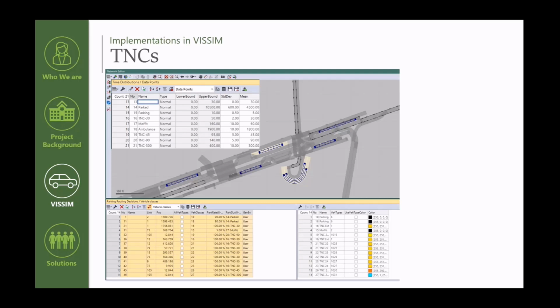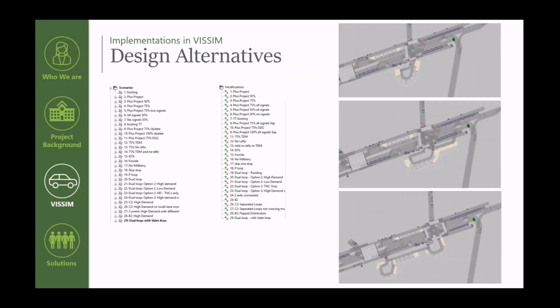The way that we coded the TNCs is we used parking routes. One of the keys for us was to code the TNCs with different vehicle classes, so we can easily connect them with the parking routes, separate them, and allocate them to the blocks where we want them to go. And then, of course, we have different time distributions at the different parking locations, which have different parking purposes. Now I'm going to turn it back to Soy, who's going to cover the design alternatives.